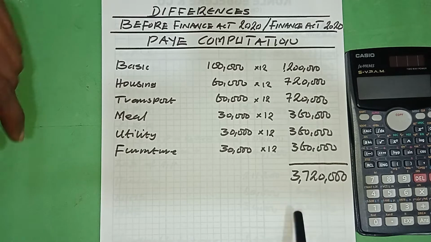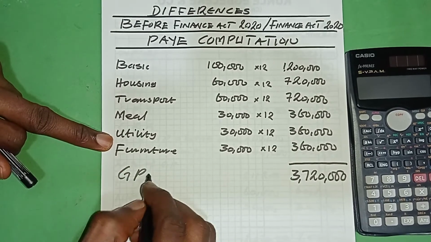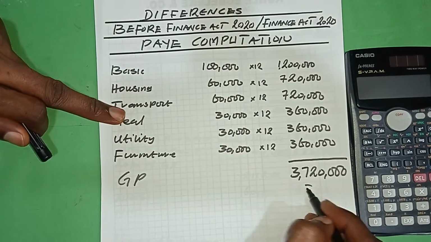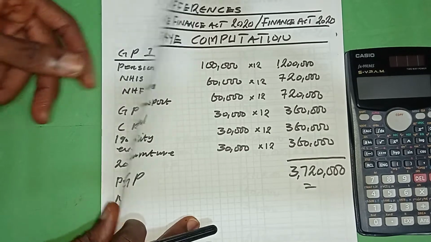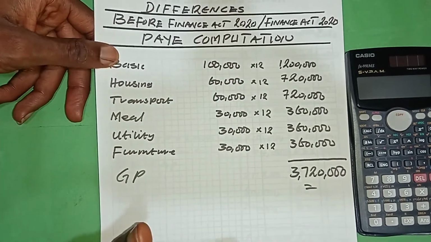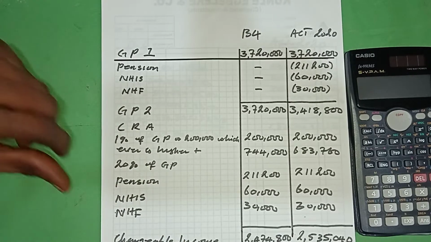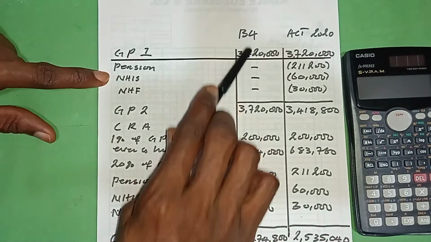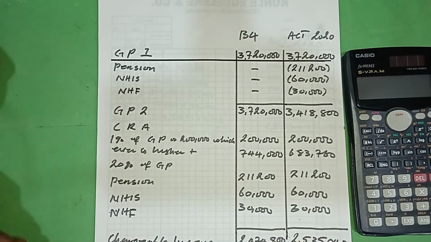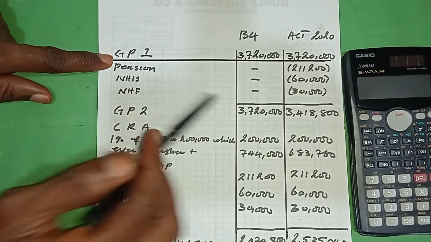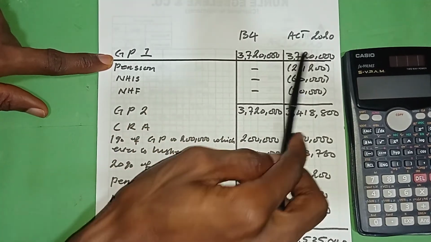Now, if you look here, you find out that we are using the same GP, gross pay, which is this. That is what we are going to use. And everything here is itemized. So let's move to the next page. We're not going to waste much time here because it's just to explain things. Now, this is before the Finance Act, and this is Finance Act 2020. Now, we have our GP1, which is this figure, the gross pay. They are the same. If you look at it, they are the same here.